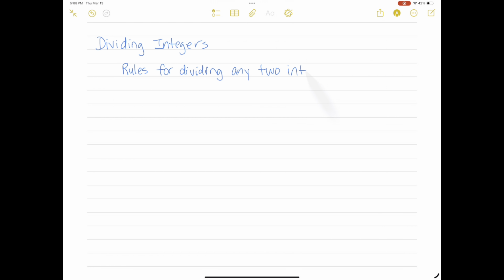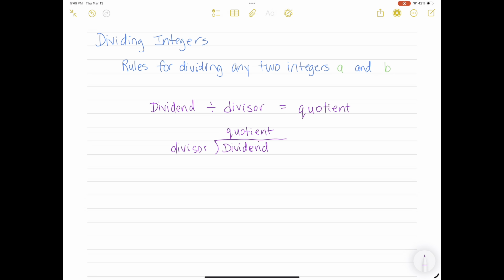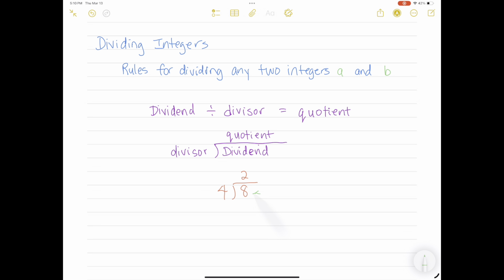Dividing integers. Rules for dividing any two integers, a and b. The dividend divided by the divisor equals the quotient. So for example, 8 divided by 4 equals 2. 8 is the dividend, 4 is the divisor, and 2 is the quotient.